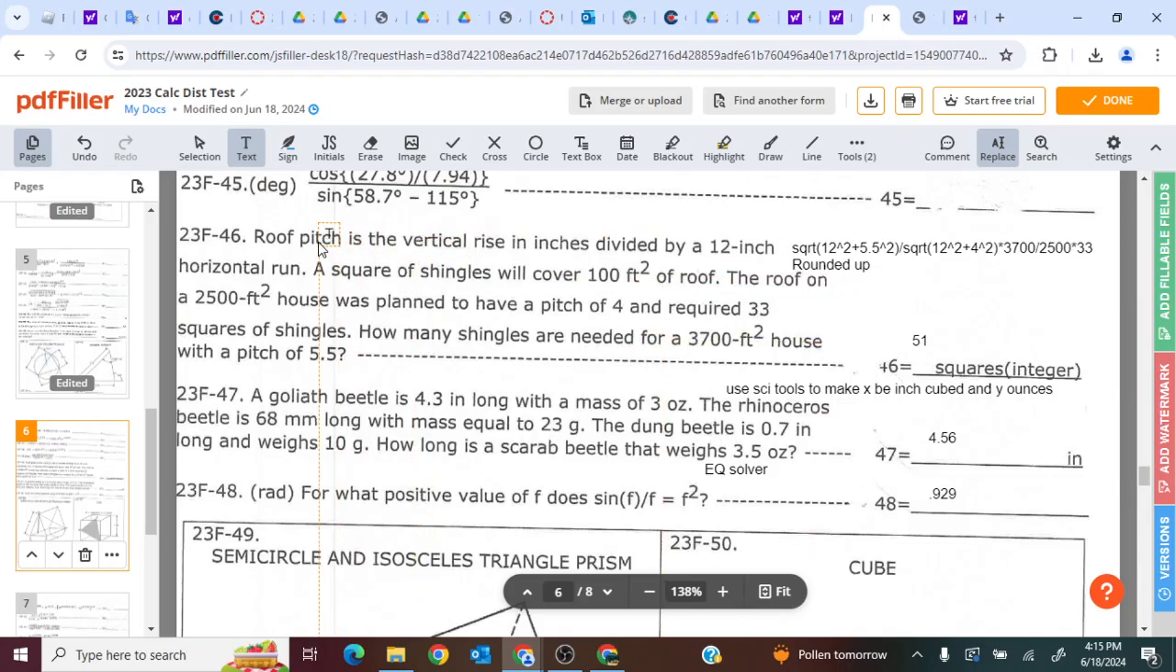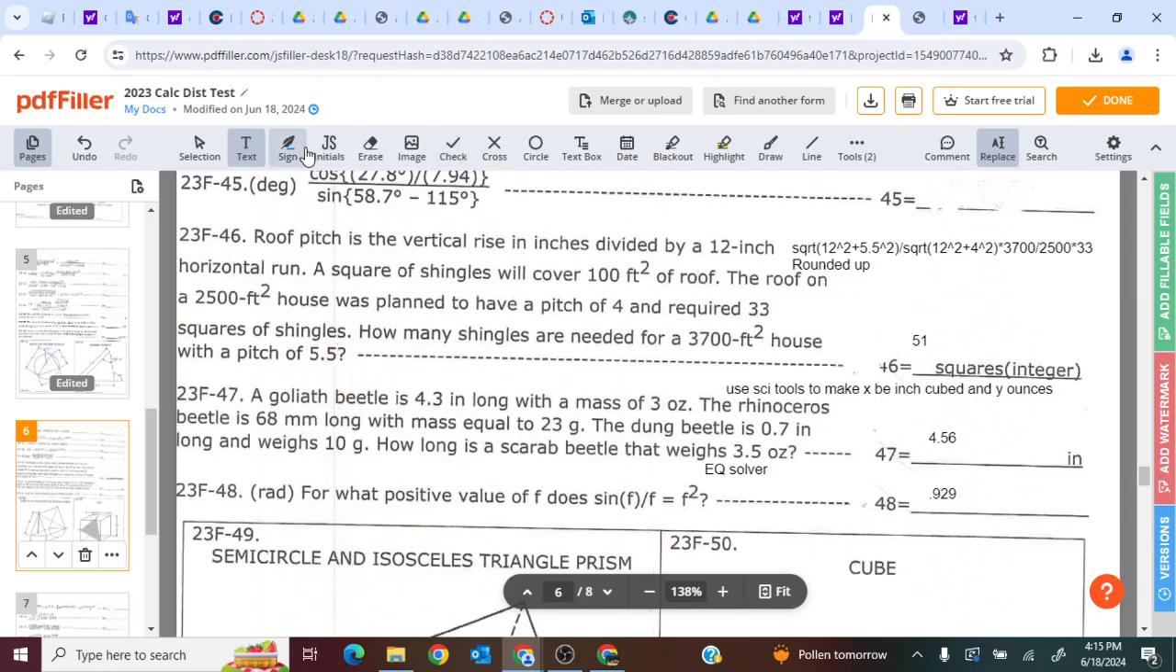46. Roof pitch is the vertical rise in inches divided by a 12-inch horizontal run. The squares of shingles will cover that much roof. A roof on a 1,200-square-foot house was planned to have a pitch of 4 and required 33 squares of shingles. How many shingles are needed for a 3,700 square feet house with a higher pitch? This is one of the harder problems on the test for sure.